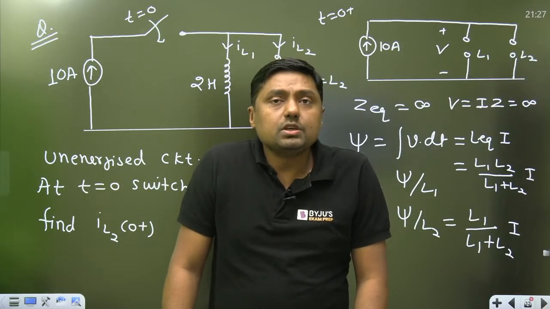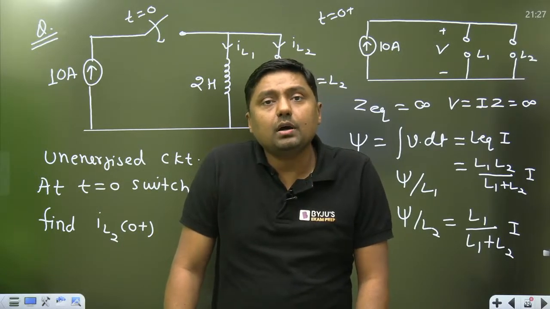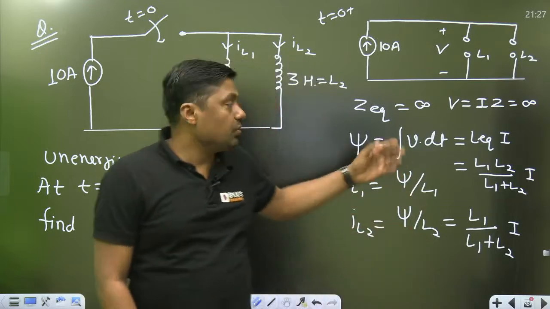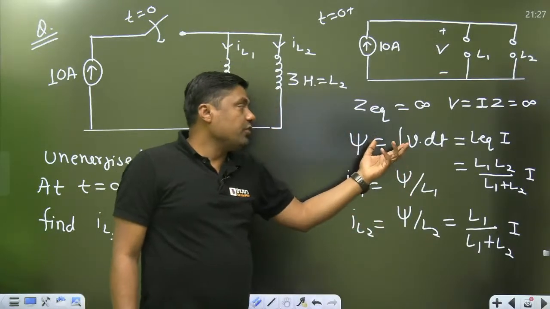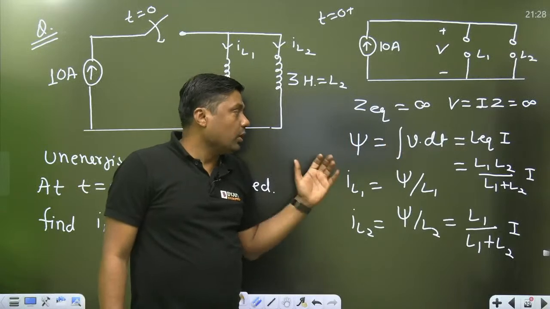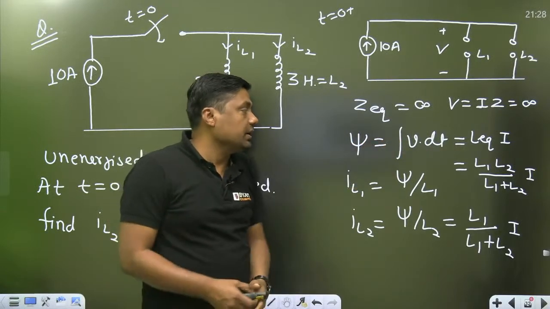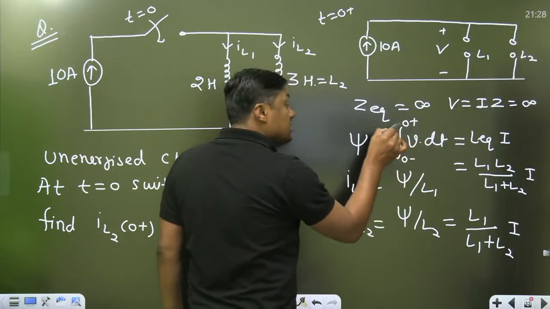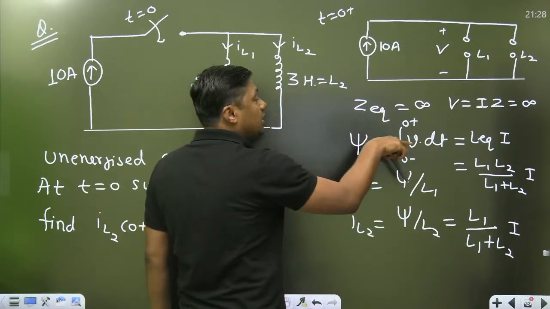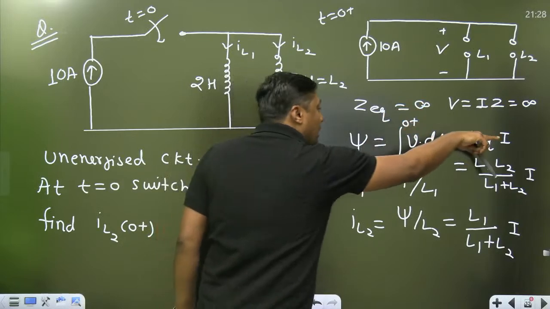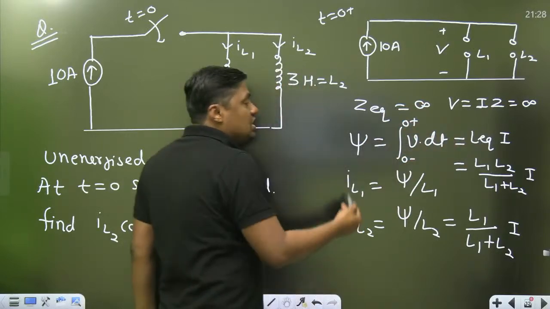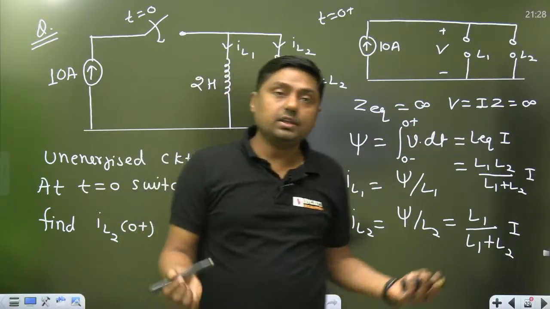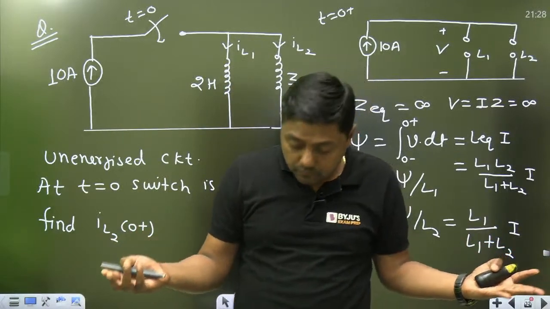Okay? So the basic concept is this. What is V? V is d psi by dt. So what is psi? Psi is the integral of V dt, and you have to integrate from 0 negative to 0 positive. If this is impulsive, then it is possible. What will be the value? L equivalent into I. I think now everything is clear to you.